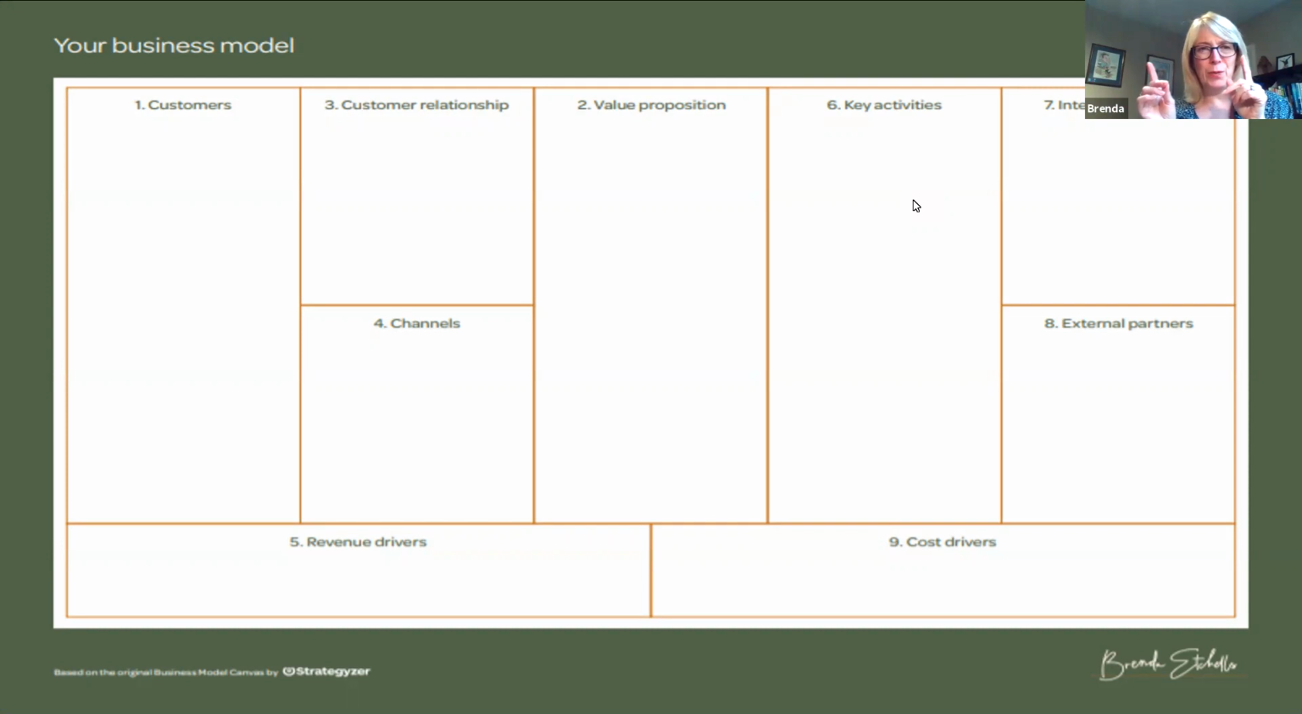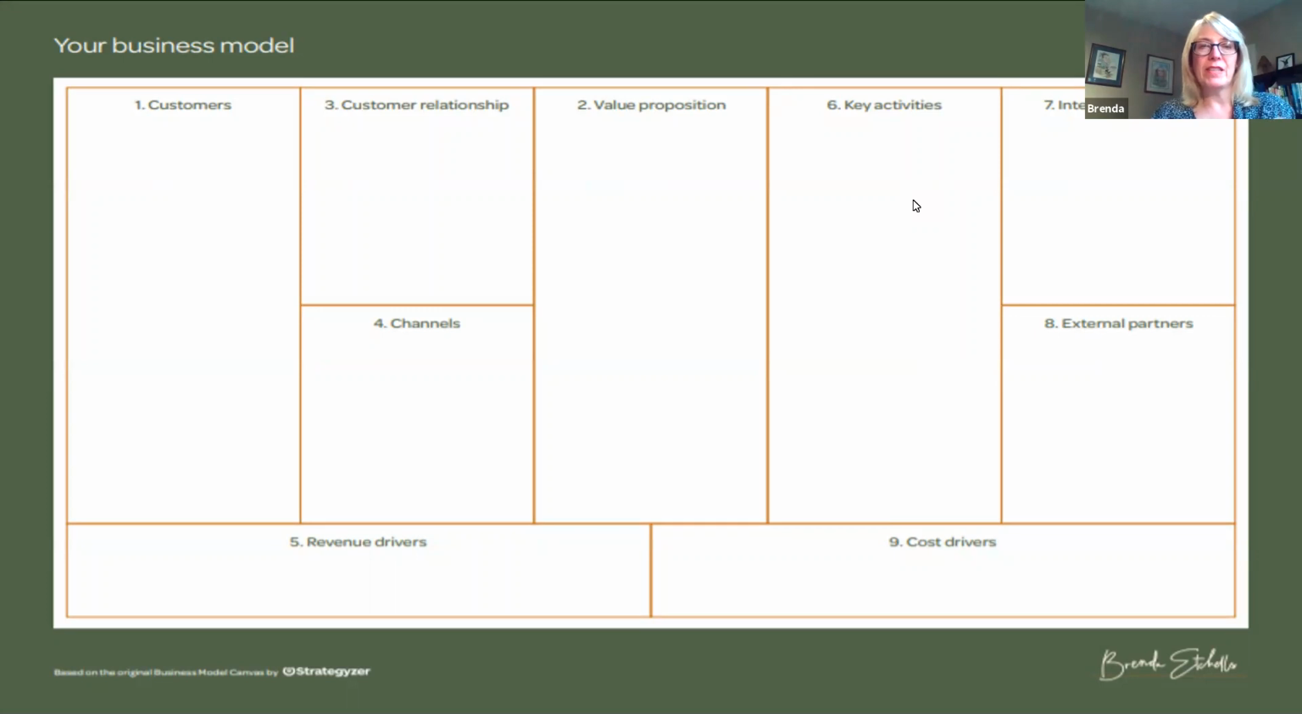Now, my logic is to work left to right, and I think the customers should be central to any business and any story you're telling about your business. So I've switched it around. But in essence, it's the same nine building blocks from the original business model canvas. And I say I've just switched them around.